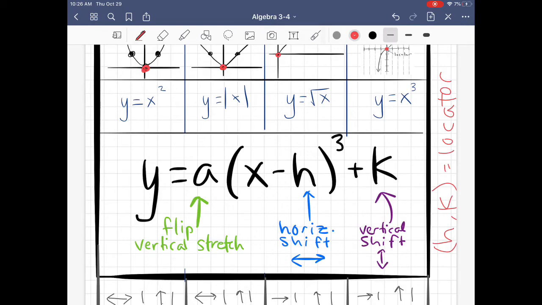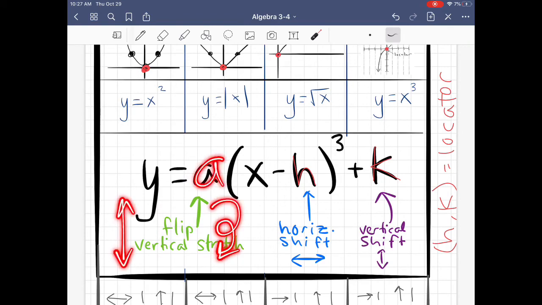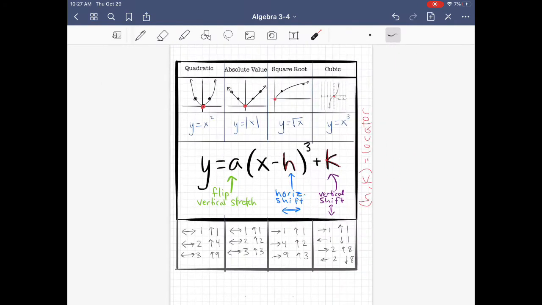That's the locator. Now H and K also have to do with shifting. That's how we're going to move it. So H is going to shift it left and right, the horizontal shift. K moves it up and down. That's the vertical shift. And the A is either going to flip it or it's going to give it a vertical stretch. It'll make it 2 times as stretchy or 2 times as steep. Maybe it'll be half as steep. Depends on the number that's there.